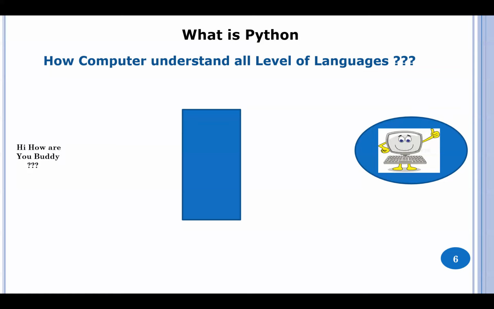Same thing here also, because here it is exactly the same replica. Computer is not understanding English. Then whatever English program we are writing, that program has to be converted to 010101. Then the computer will understand. So for that we required what? We also required one translator.